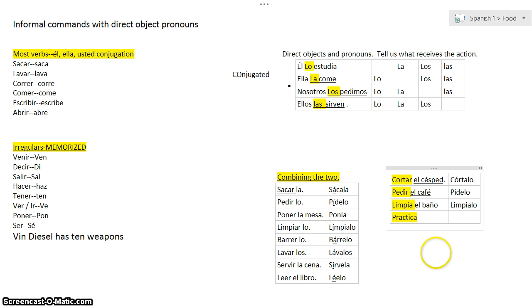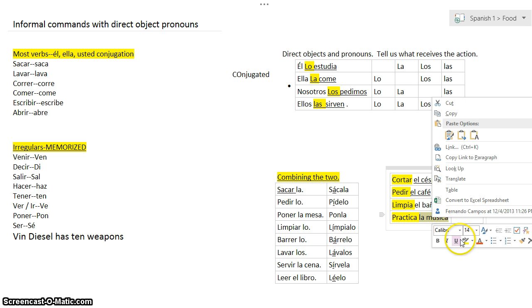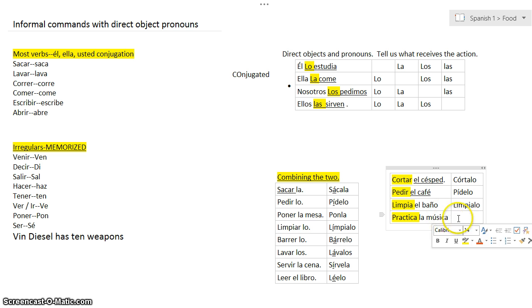Practica. Practica la música. Practice your music. Alright, what are you practicing? The music. So what we're going to do is we're going to take the verb and we're going to make that into a command. Practica. And then we're going to say la música. La. Put those together. Accent on third to the last syllable. Practícala. Okay. Alright, that's it. That's direct object pronouns with commands.